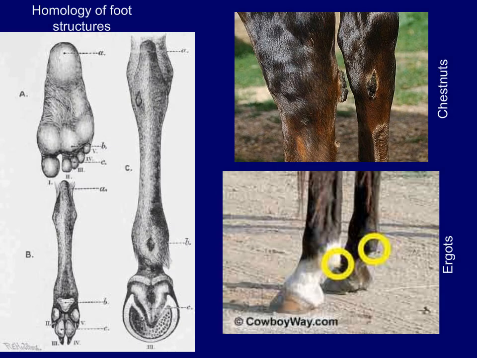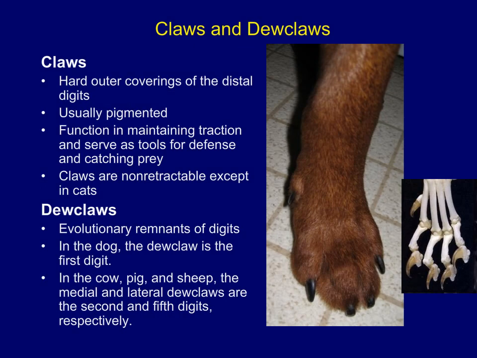Now, in order to understand what these structures represent, it's important for you to remember that the horse is unique in that it's walking around on its third digit, that is, its middle finger. And obviously, it doesn't have any paw pads on that digit, but the ergots and chestnuts themselves are in fact vestiges of pads from the other digits, or splint bones. For example, the chestnuts are thought to be the vestiges of the carpal and tarsal pads of the first digit, and the ergots are thought to be the vestiges of the carpal and tarsal pads for the second and fourth digit.